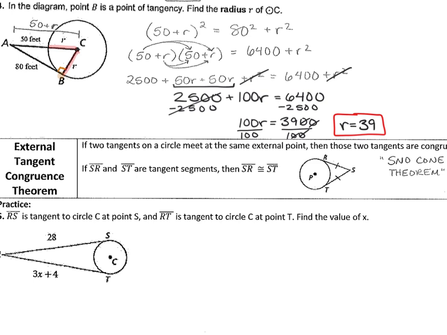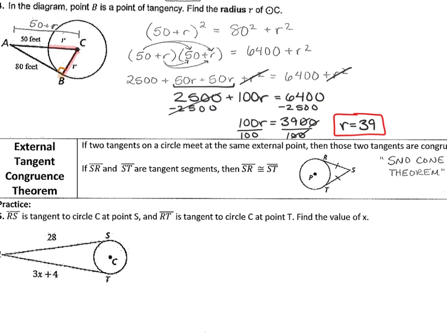In your snow cone, if you were to actually get a snow cone or an ice cream cone, I guess, you want the cone part to be real sturdy. You don't want your ice cream or your snow cone to fall out. So to make it sturdy, we need both sides of my cone to be the same. And that's what the external tangent congruence theorem does.